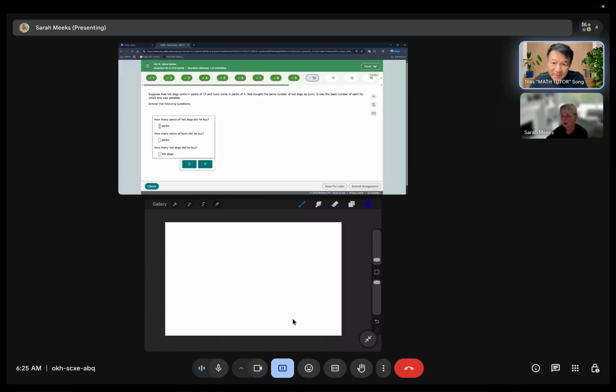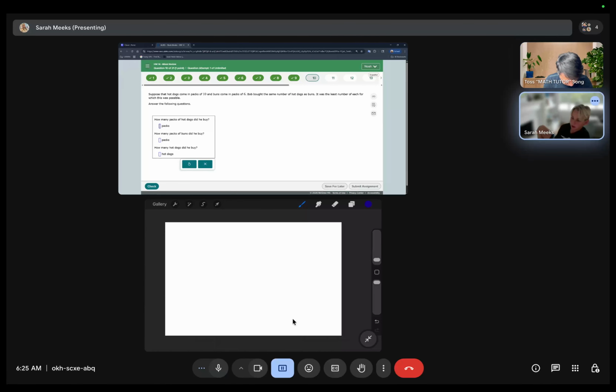Hot dogs came in a pack of 10. What does that look like? 3 packs. Why? Hot dogs came in a pack of 10. Never mind. But okay, explain the 3. You have something there. Why do you see 3 packs? Because their least common denominator is 30.